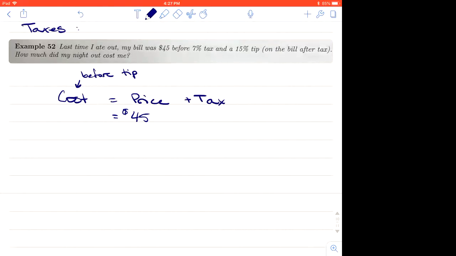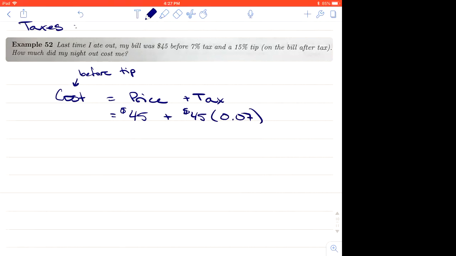I'll throw in a $ sign in there. I'll probably forget about it later until the end. Plus 7% tax, right? If we want 7% of 45, that's really just $45 times 7% as a decimal, right? 0.07. Good. I'll just make a little note here. 7% tax is 0.07. Okay.